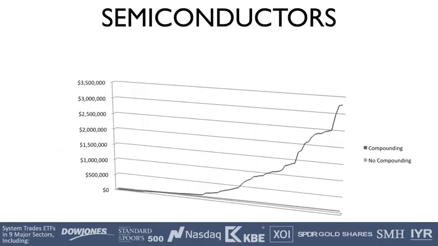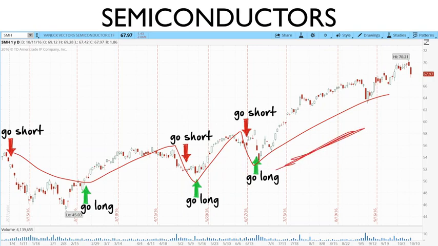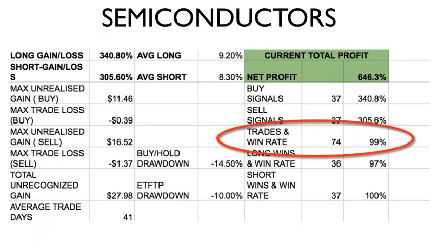Semiconductors: if we would have placed $10,000 into the semiconductors, we would have turned it into nearly $3.1 million. Short, long, short, long, short, long. Very, very trending trades on semiconductors. We can get trades that last 8 or 9 months at a time on semiconductors. Get big run-ups like this that we see right there.